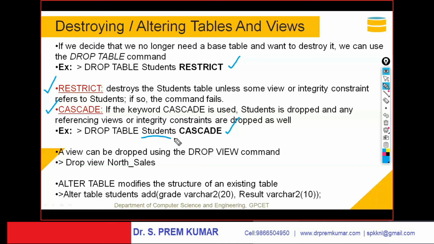With the command restrict, then what happens? If there are any views on the base table, the table will not be dropped. The table will not be demolished. It says that there are some constraints and views depending on me, and hence I cannot be dropped.